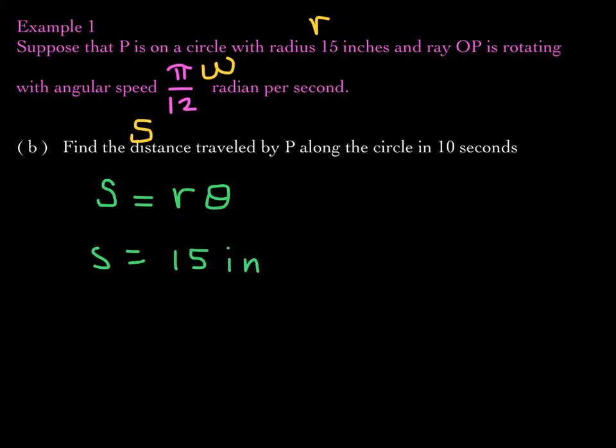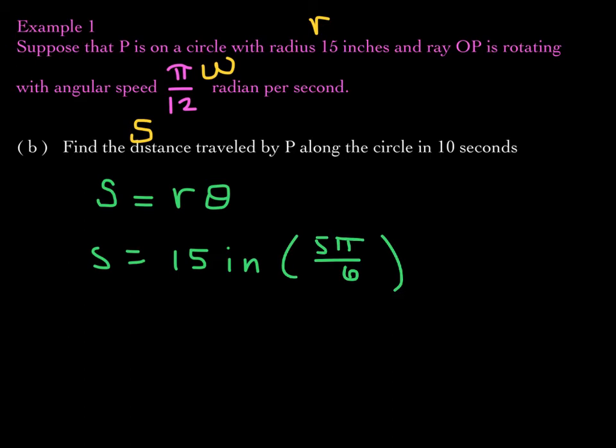And we are given the radian measure of angle theta that is generated in 10 seconds. That's what we just figured out in the previous part. So the radian measure is 5 pi over 6, like that. So let's just do some arithmetic now.